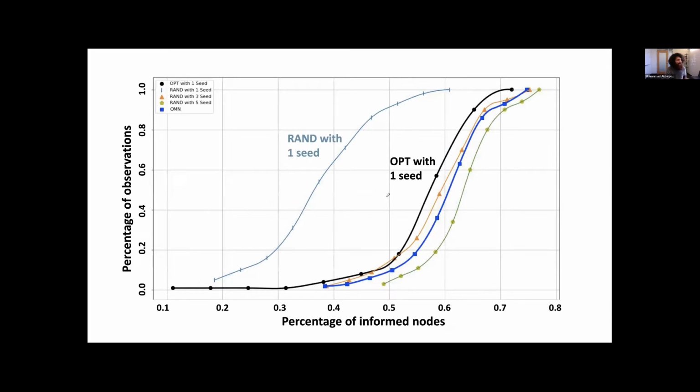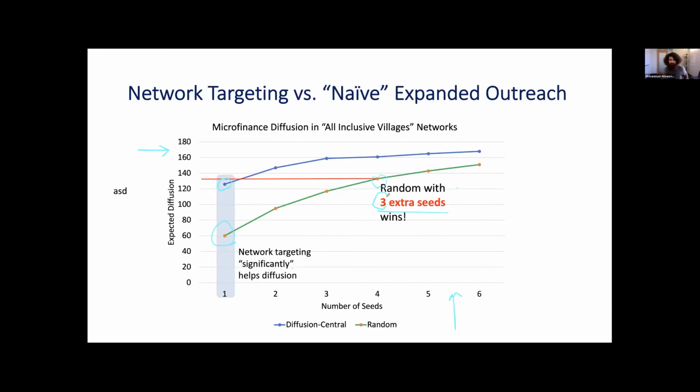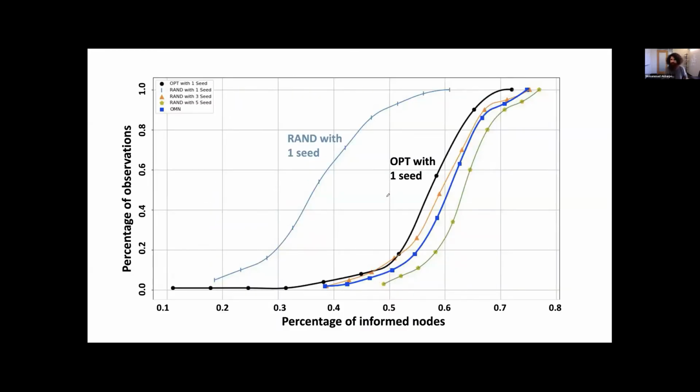Cool. And this is not only about the expected diffusion, but also about the whole distribution. So if I look at the CDF of the performance of different seeding strategies, this is percentage of observation, this one is percent of informed nodes, random with 1 seed is here, random with 3 seeds is the orange one, random with 5 seeds is this green one, and optimal seeding with 1 is this black one. So random with 3 seeds is winning, in a first order stochastic dominance fashion, from optimal.